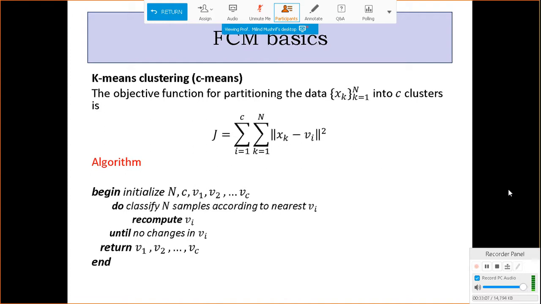So arbitrarily we decide the cluster centers. That is called initialization of the cluster centers. So V1, V2, and so on up to Vc are the initial cluster centers. These are arbitrarily decided, and then we try to classify these n samples to these clusters V1 to Vc. So that is our first iteration. So how do we classify? Based on the distance. xk are the data samples, and vi are the cluster centers. So we find the distance between these.